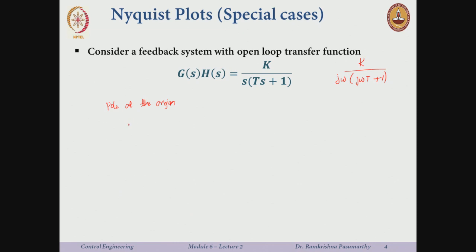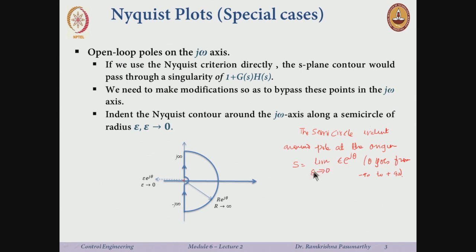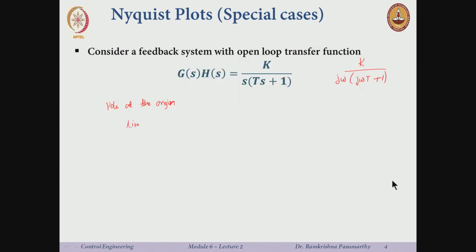So I take this little limit, epsilon going to 0. This is the value of s. Now we will see how this value of s, defined by this little semicircle, epsilon e power j theta, with epsilon going to 0 and theta going from minus 90 to plus 90, maps to the GS plane. I take the limit as epsilon goes to 0 of k, and S is epsilon e power j theta, then times epsilon e power j theta plus 1.